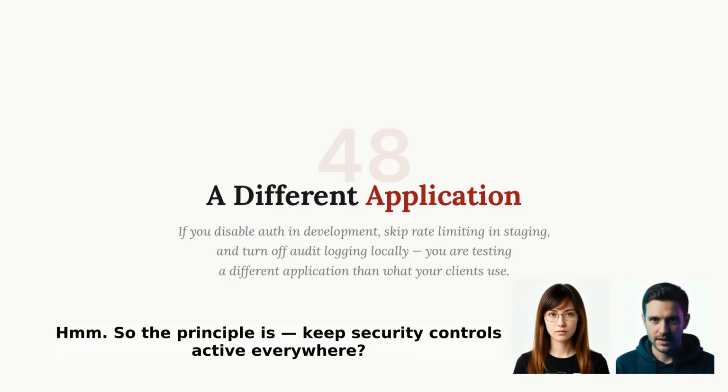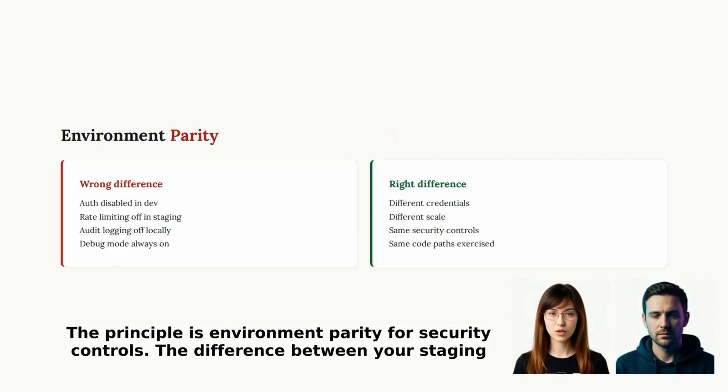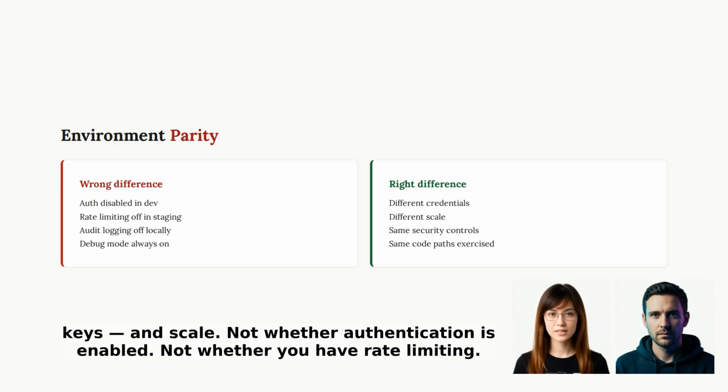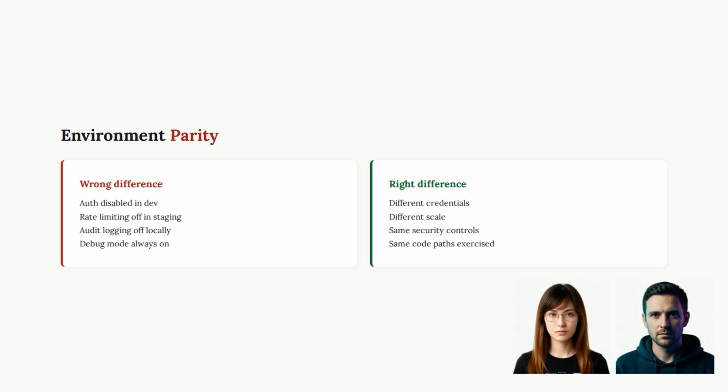So the principle is keep security controls active everywhere. The principle is environment parity for security controls. The difference between your staging environment and production should be credentials. Different database passwords, different API keys, and scale. Not whether authentication is enabled. Not whether you have rate limiting. Not whether you're logging audit events.